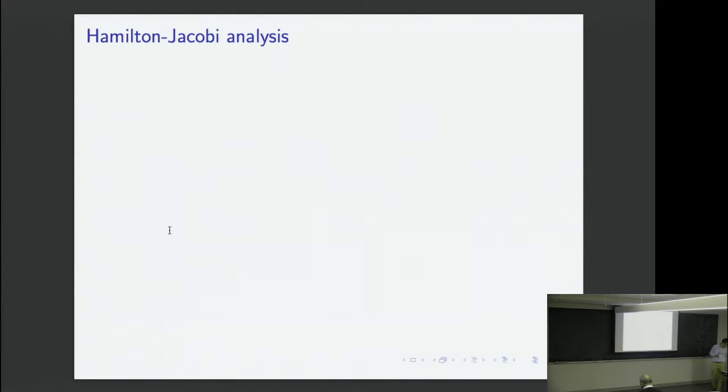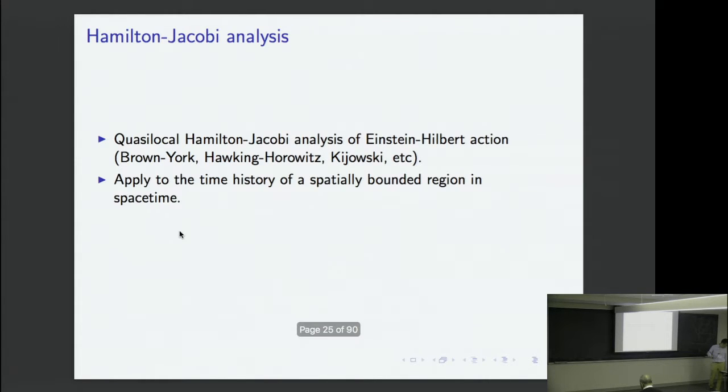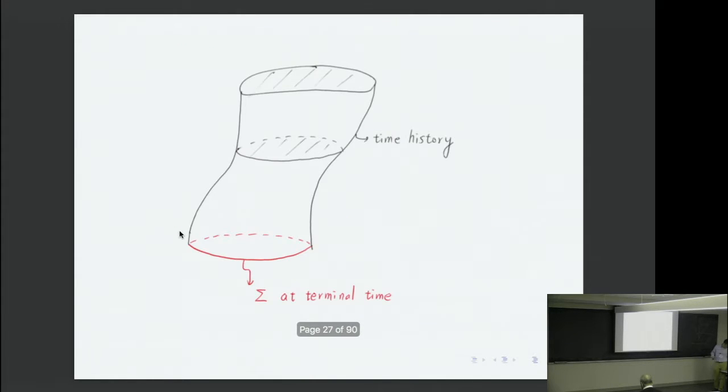Let me quickly remind you, this was derived by Brown, York, Hawking, Horowitz, and Kijowski. You start from the Einstein-Hilbert action and apply the Hamilton-Jacobi analysis, in this case to the time history of a spatially bounded region in space-time. So this is the best I can do for a picture. You apply the Hamilton-Jacobi analysis to the time history of a bounded domain.